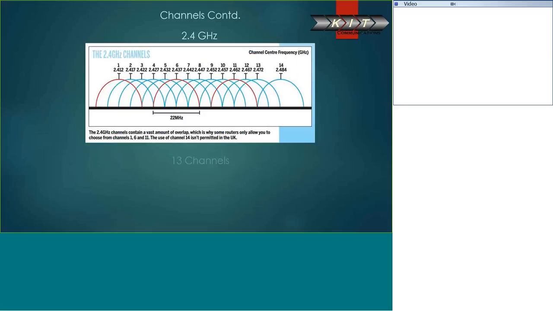With 2.4, we have 13 total channels, but only 3 of them are non-overlapping channels. 14 is not usable here. It's only usable in Japan. And 2.4 in general is reaching end of life. Everything is moving to the 5 gigahertz band. Your non-overlapping channels here, as represented in red, are 1, 6, and 11. So if you ever dealt with wireless, you probably heard those 3 channels. And that's why those 3 are recommended to be used, because they never overlap.